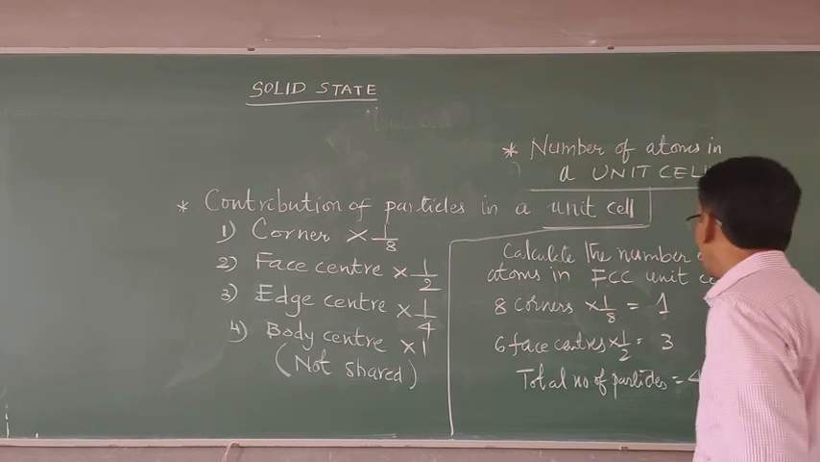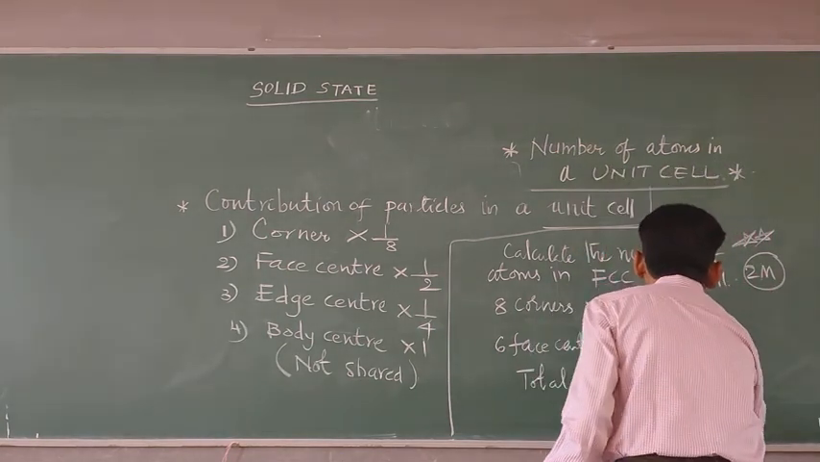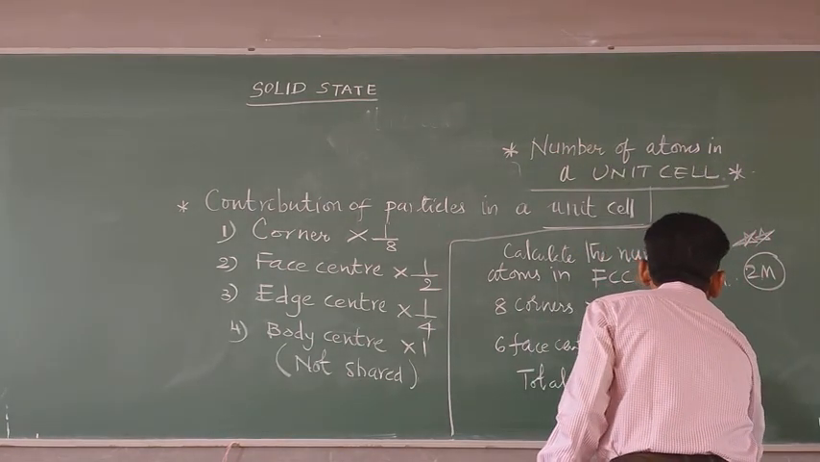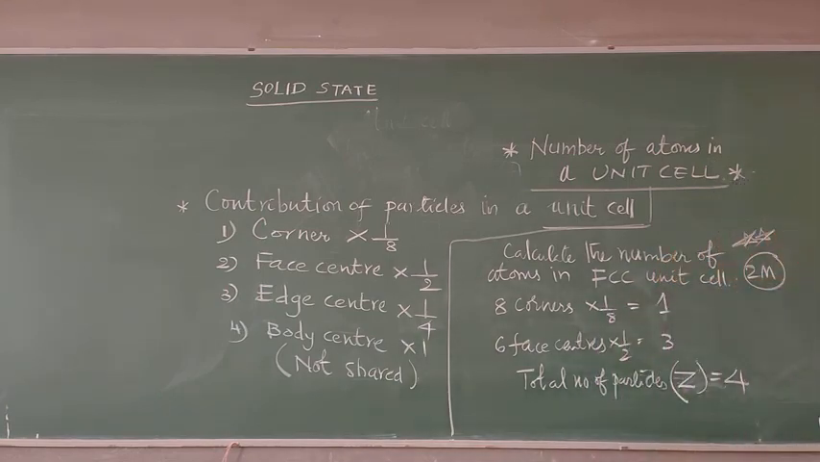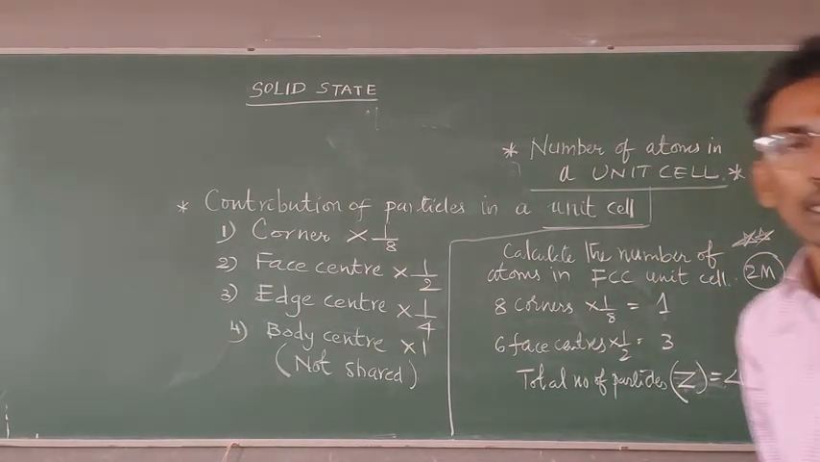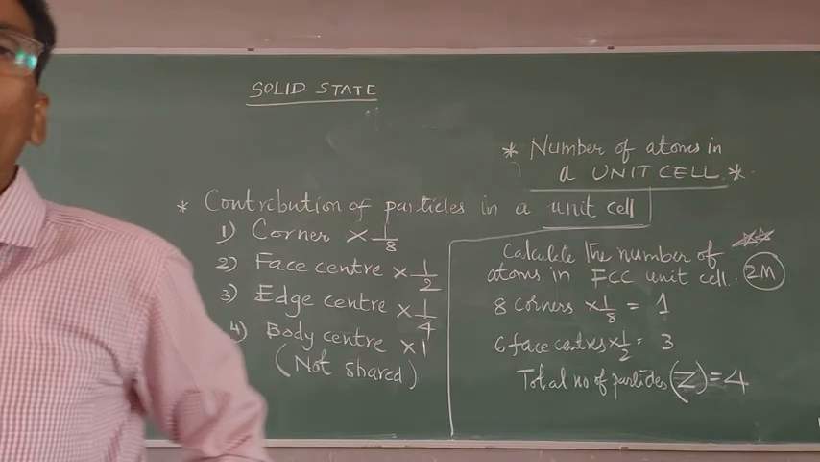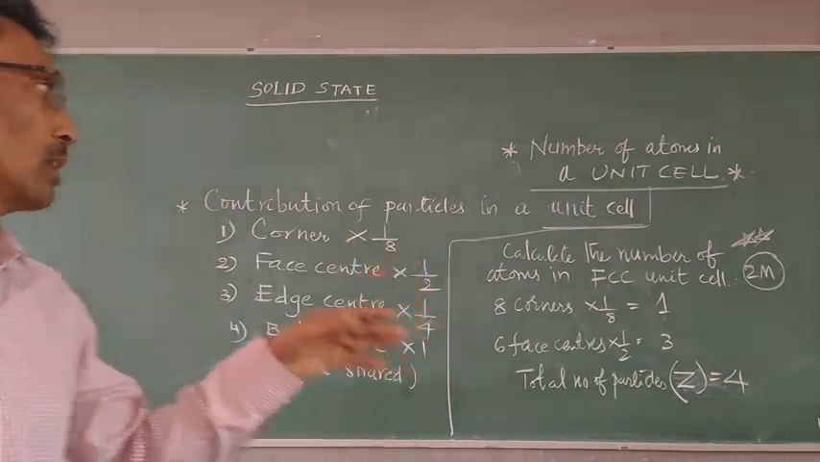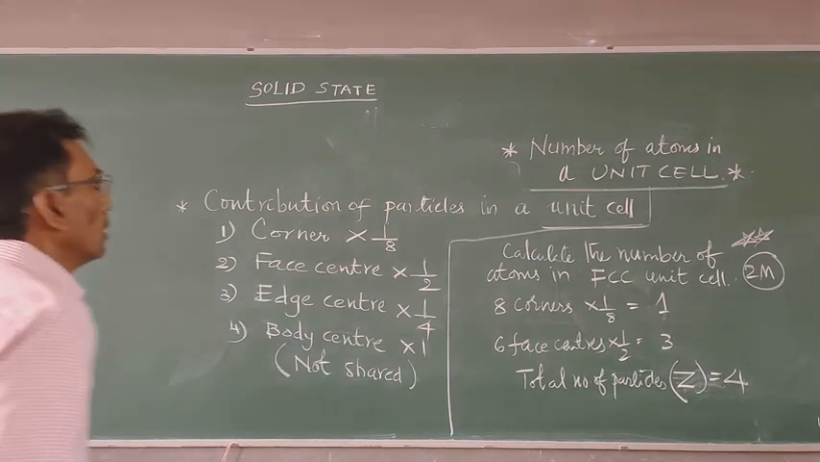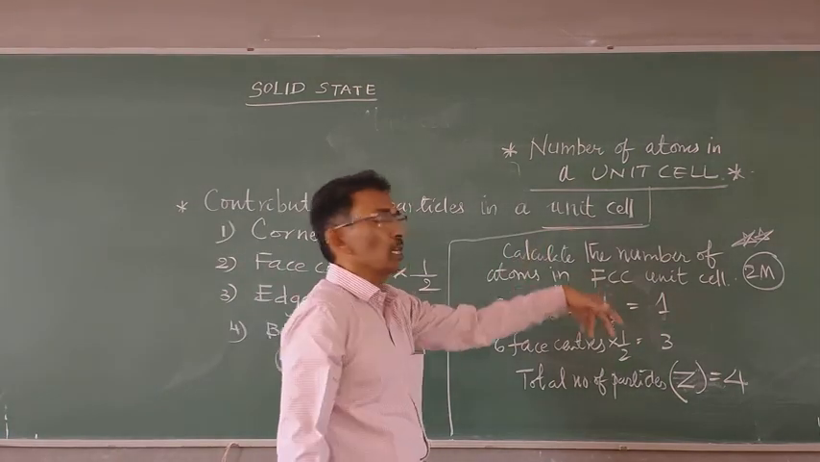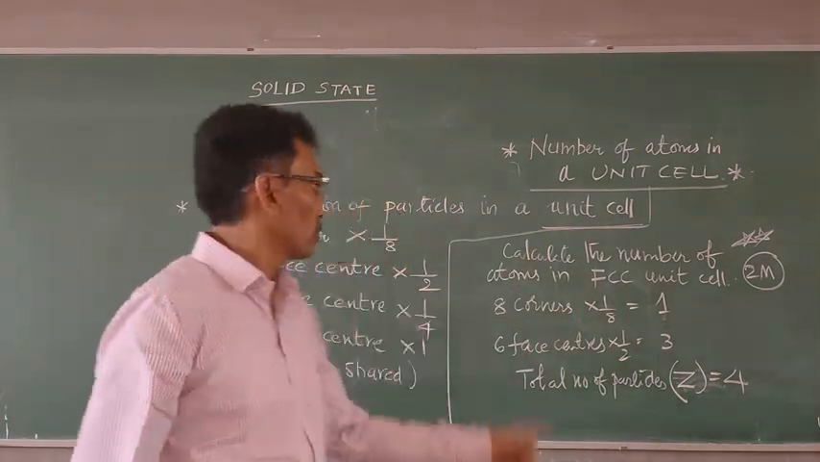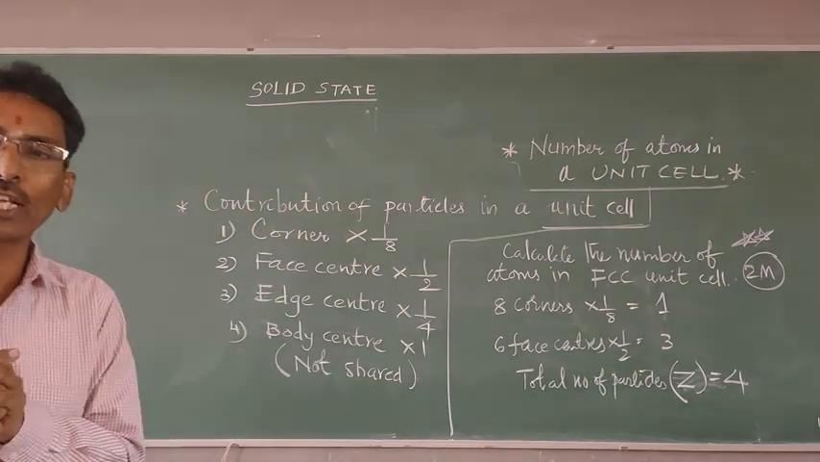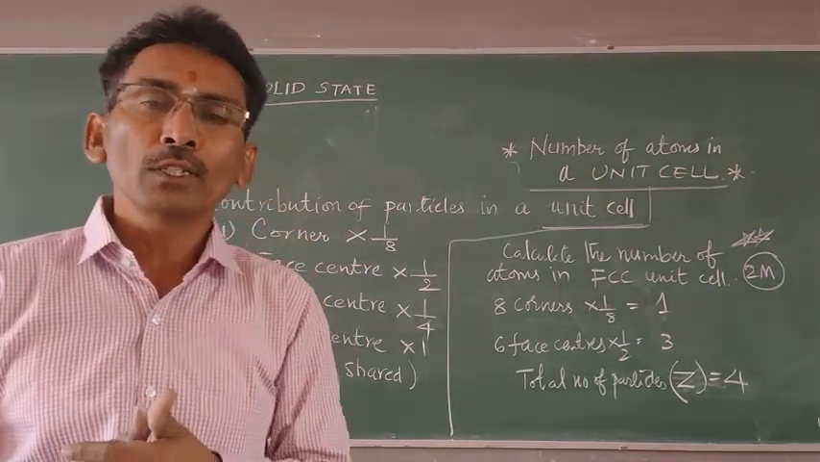This total number of particles is known as Z. Yes, this is given by letter Z. Of course, Z is the letter used previously by you in first year as atomic number, but here in this chapter, Z indicates the number of particles per unit cell in a particular system. This is important. So this is after sharing, the property of the parents.